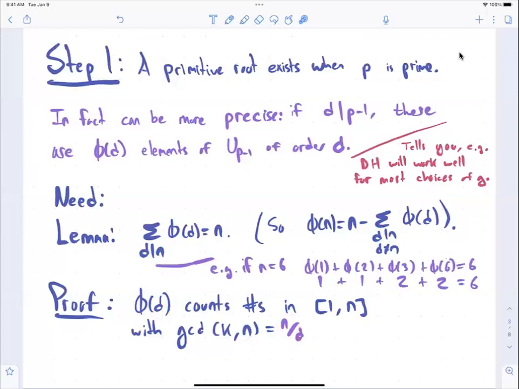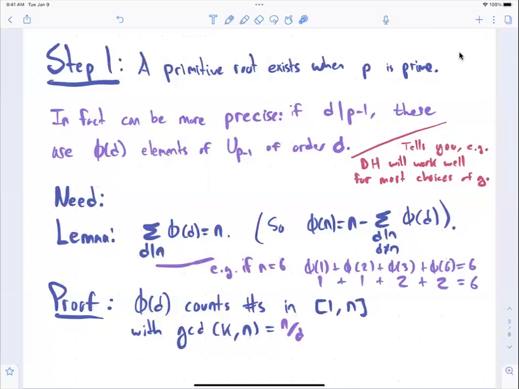Since as d goes through all of the divisors, n over d goes through all the possible GCDs. So n over d also goes through all the possible divisors. So it's going through all the possible GCDs a number can have with n. And so as I go through all of these d's that divide n, I'm really counting exactly once every number between 1 and n. So I'm getting n things. So that's the idea of why this equality holds. Good, so I'll move on accepting that.